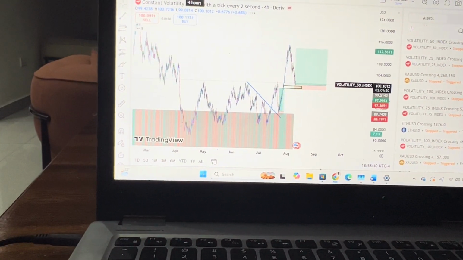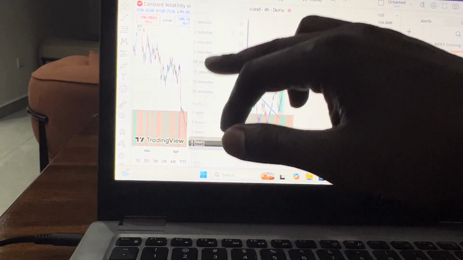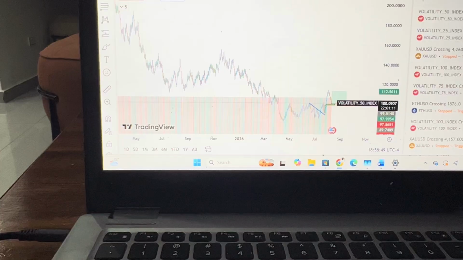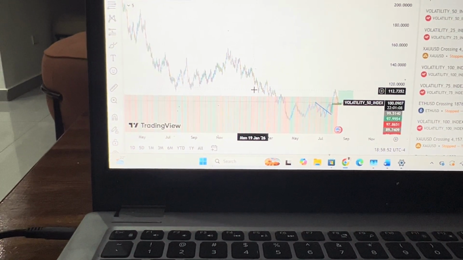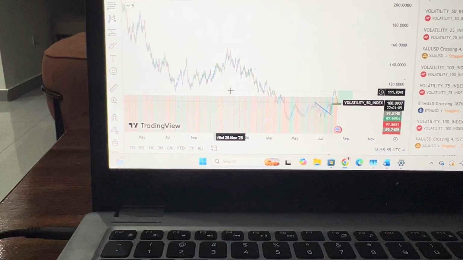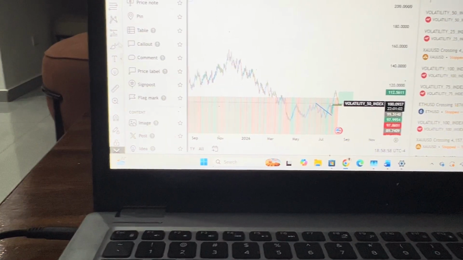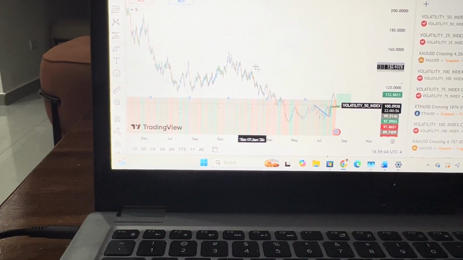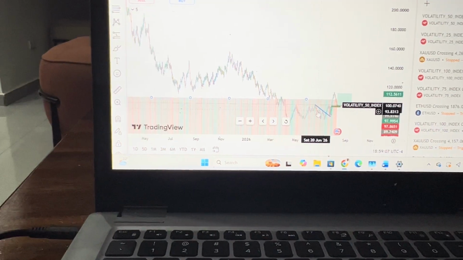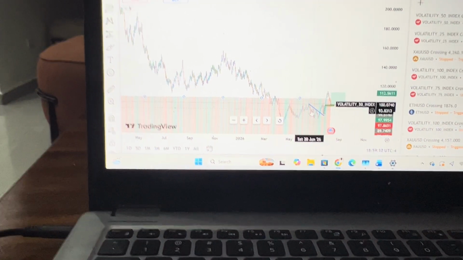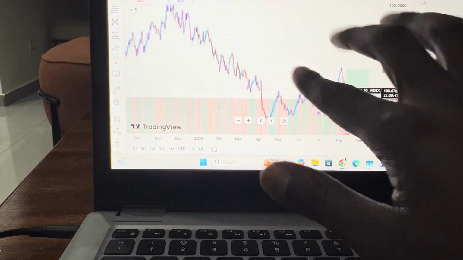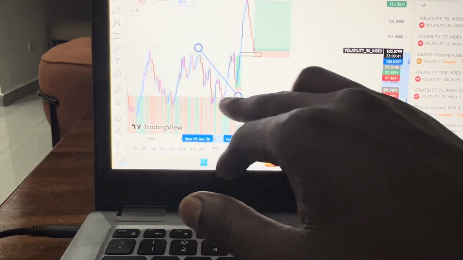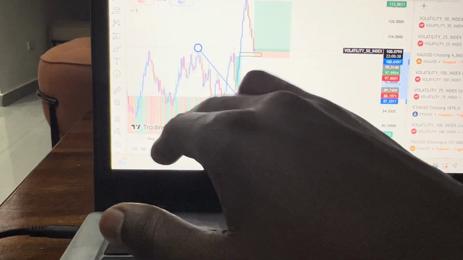When we move to the daily time frame, what do we see? Of course, we are in an uptrend. That's what we see. Hope everyone can see it. So what do we do when we are in an uptrend? First of all, we mark our trend line. Here's a trend line. Let's use this one.